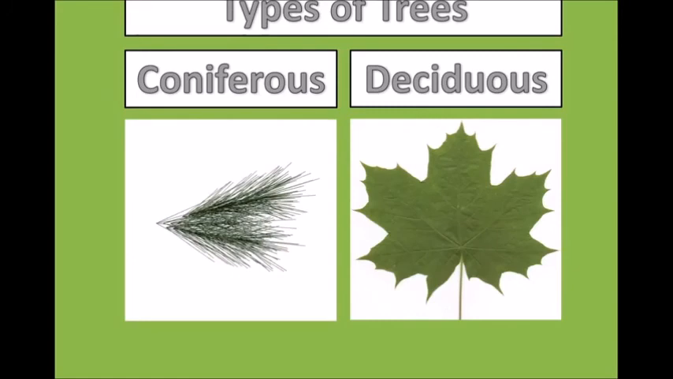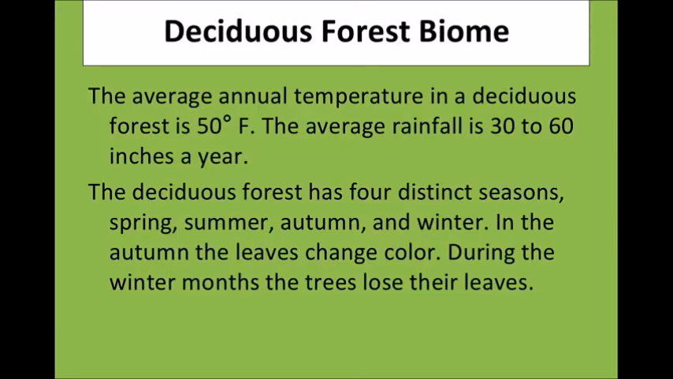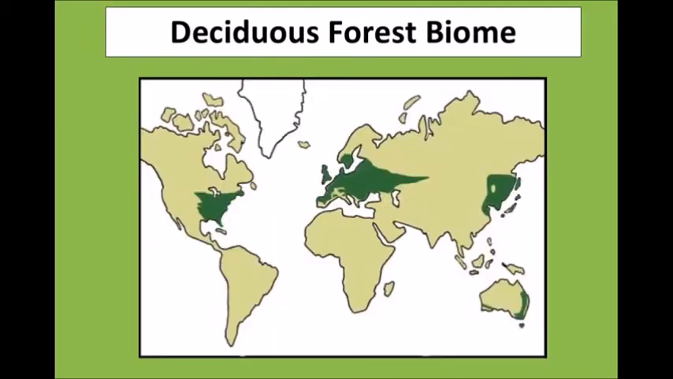There are two main types of trees, coniferous and deciduous. Coniferous trees, like pines and firs, have specialized leaves, or needles, that remain on the tree year-round. Deciduous trees lose their leaves every year in Ohio in the fall. Deciduous trees occupy a specific niche. They occur readily in forests with an average temperature near 50 degrees Fahrenheit with 30 to 60 inches of precipitation a year. These areas also have 4 distinct seasons: spring, summer, autumn, and winter. It is during the autumn season when deciduous trees lose their leaves.